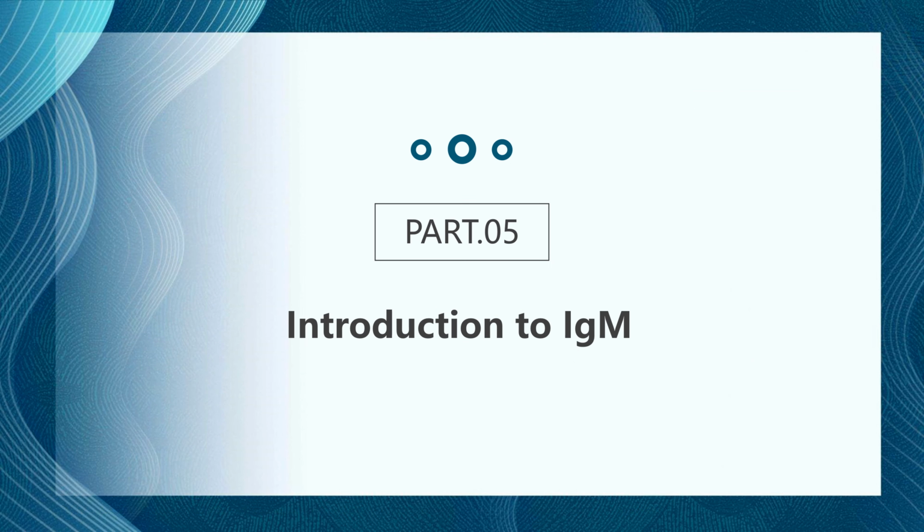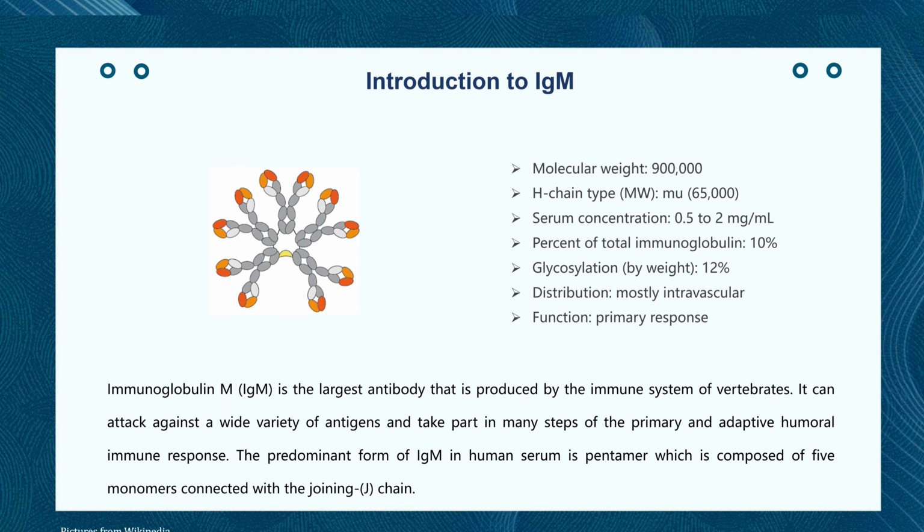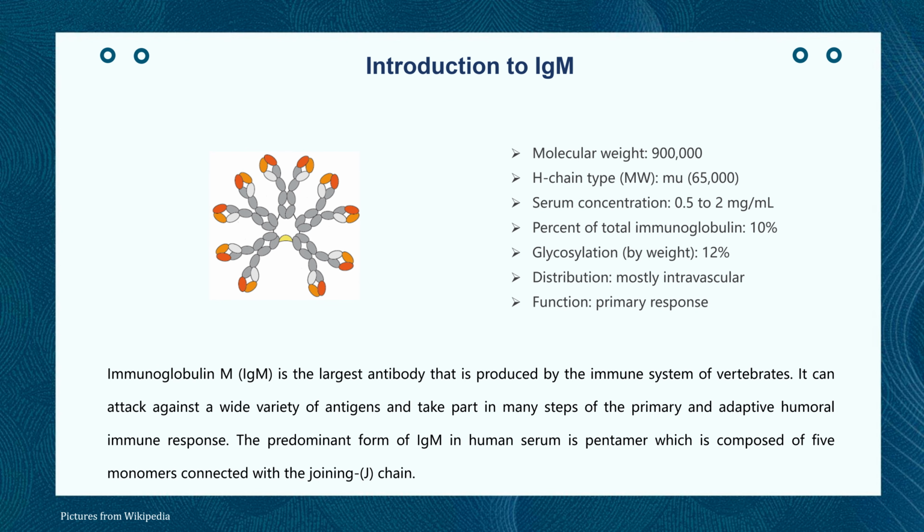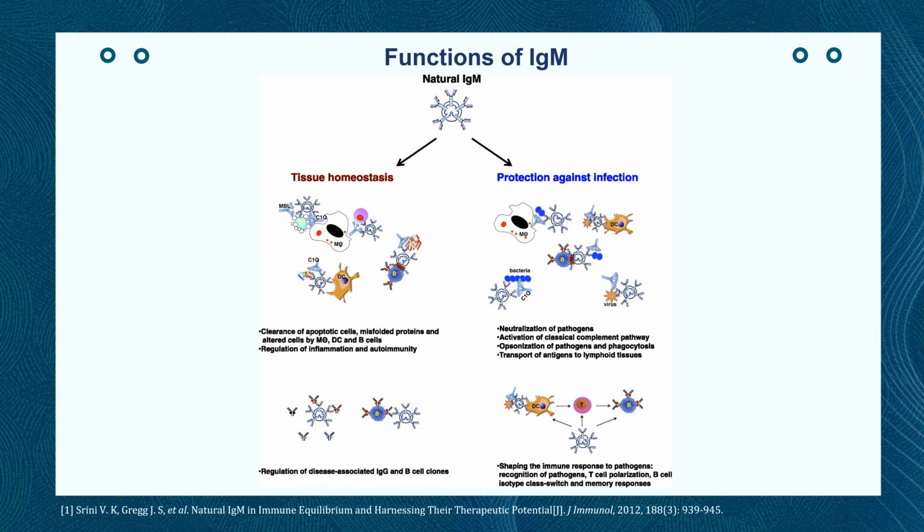Part 5: Introduction to IgM. IgM is the largest antibody that is produced by the immune system of vertebrates. It can attack a wide variety of antigens and take part in many steps of the primary and adaptive humoral immune response. The predominant form of IgM in human serum is pentamer, which is composed of 5 monomers connected with a joining chain. The other forms, such as hexamers and monomers, can also be found at rather low abundance in vivo. IgM can play diverse roles in health and disease.